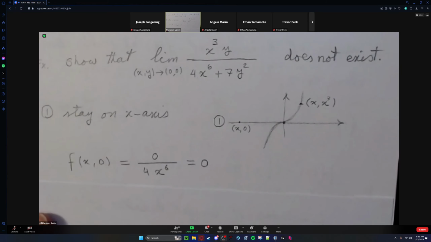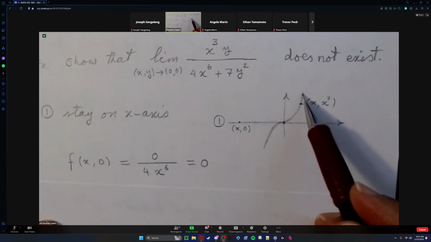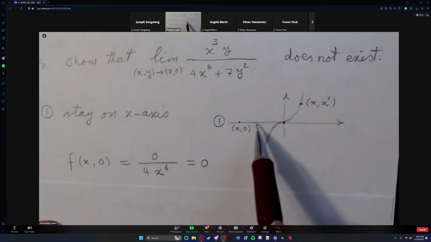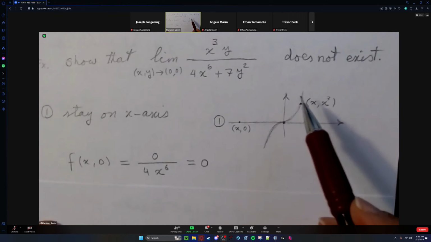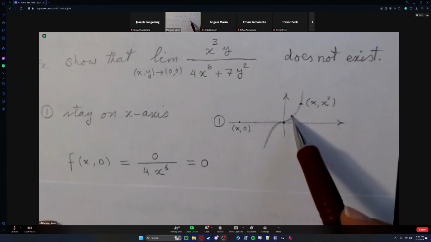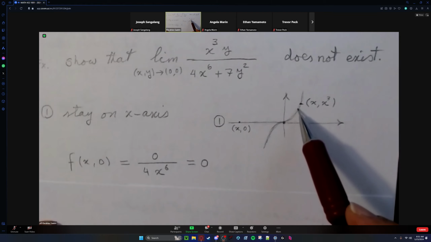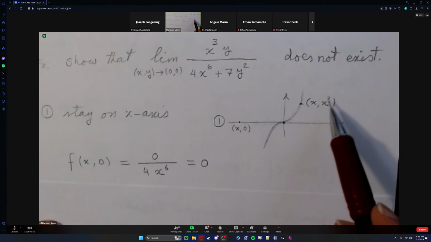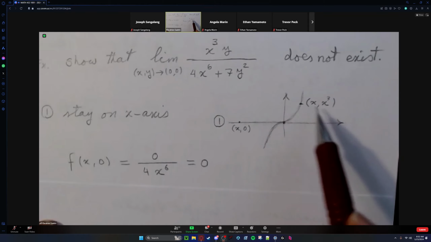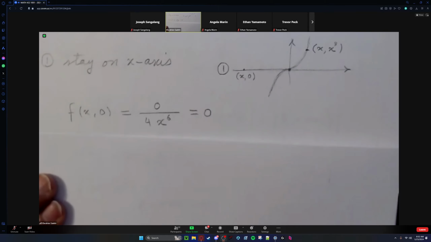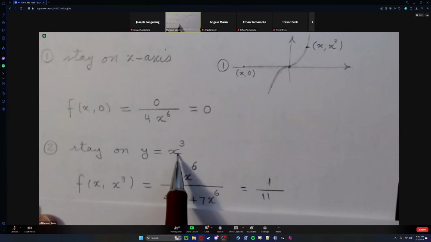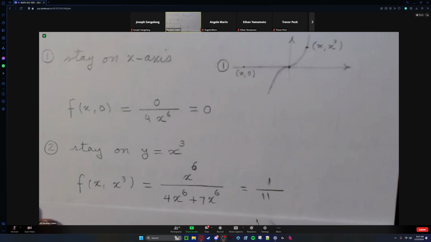So that is the first curve. Now the second curve, I want to approach 0, 0, right? If I stay on the x-axis, I will get 0 right here. But next, I am going to stay on this curve, y equals x cubed. The points along this curve look like x comma x cubed, right? So plug this point in here and see what happens. If I stay on this curve, I will get 1 over 11.